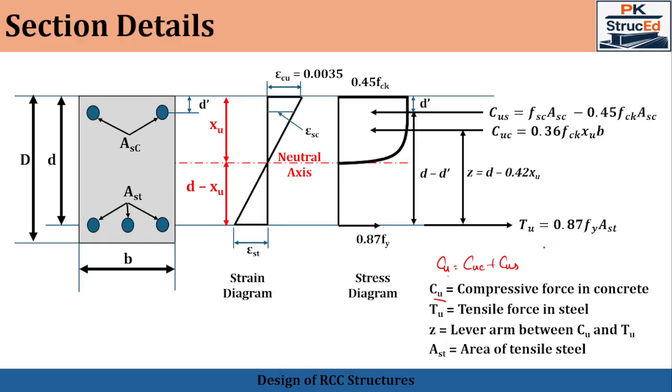Whereas the total tensile force Tu has the same value that we used in the case of a singly reinforced beam, that is 0.87 fy Ast. These two forces are separated by a distance Z, the lever arm. Here Ast represents the area of steel in the tension zone and Asc represents the area of the compression steel. The Cus and Cuc will be calculated using these relationships.